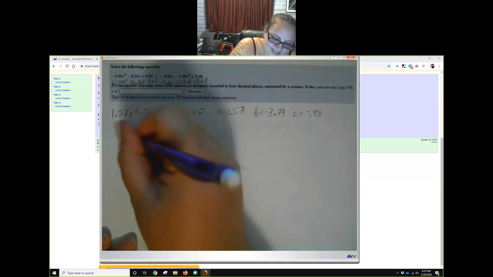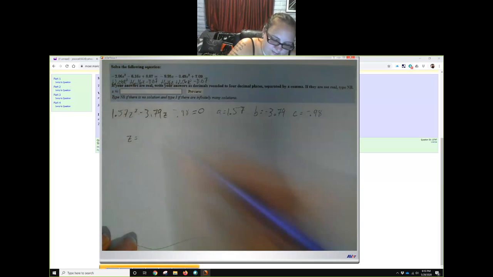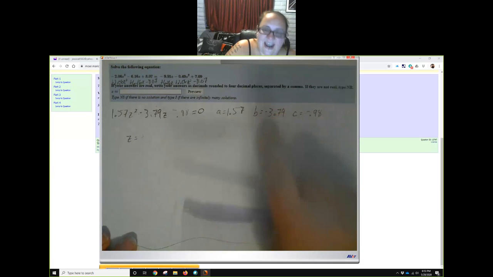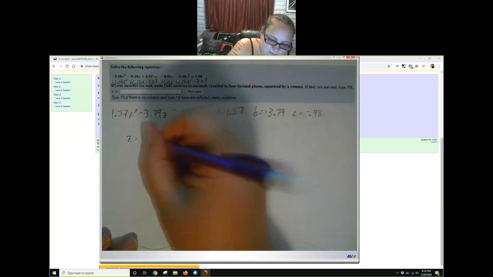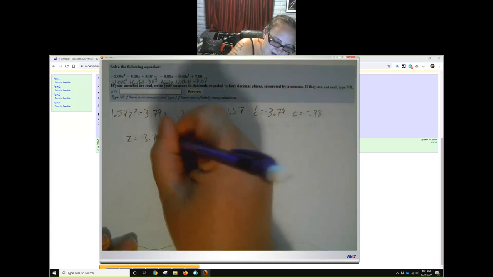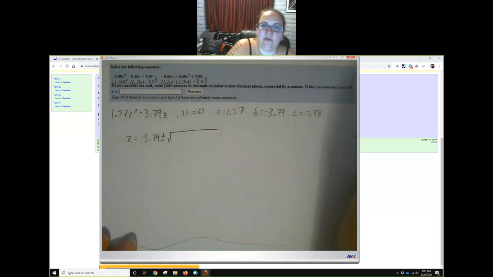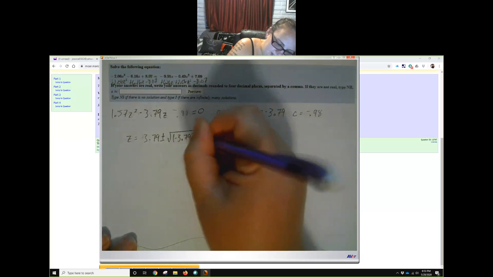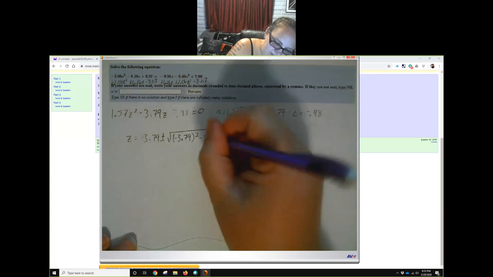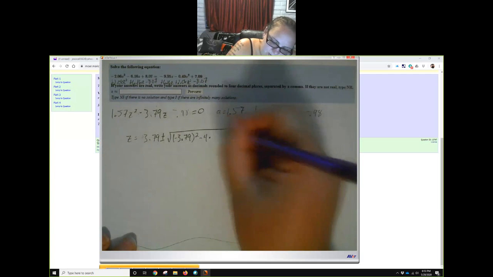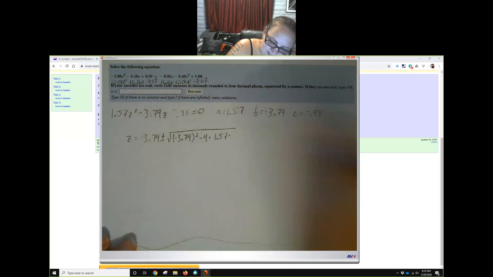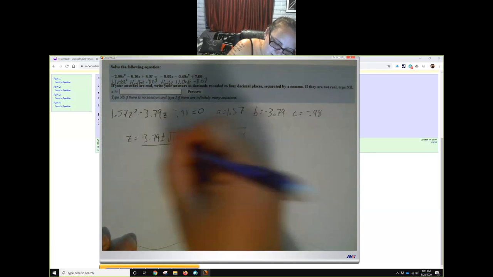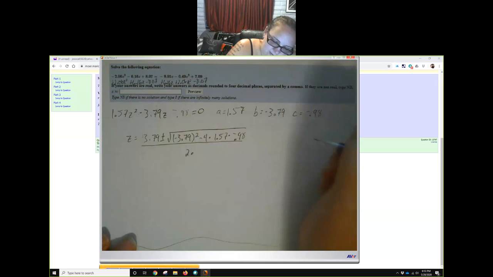Okay, so Z equals negative B. I don't know why I keep on doing that tonight. Negative 3.79 would be a positive 3.79 plus or minus the square root of negative 3.79 squared minus 4 times 1.57 times negative 0.98, over 2 times 1.57.